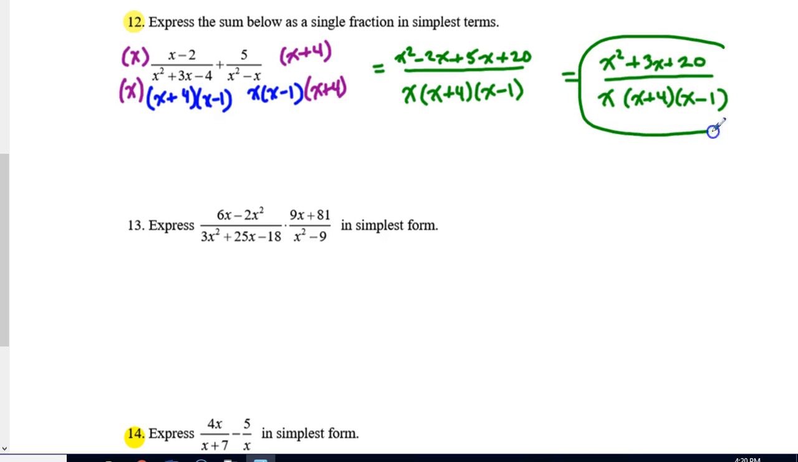It says to express this in simplest form. If it were possible to factor the numerator and divide any factors with the denominator, I would do that. I don't see a way to factor that numerator, because I don't see any factors of 20 that are going to add up to 3. So that's going to be simplest form right there.